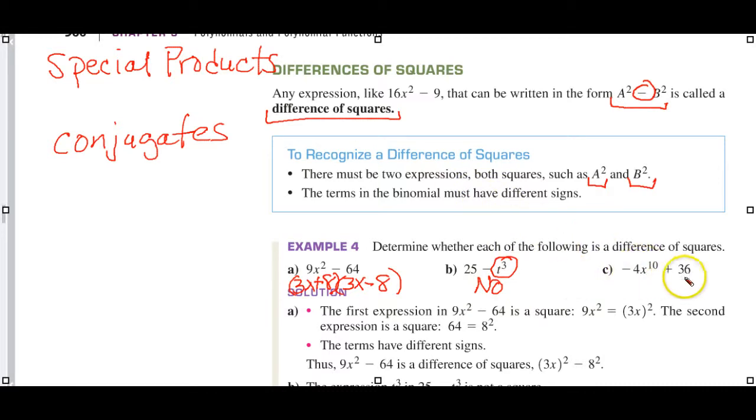Now, what you might do here is rearrange this so it looks like this: 36 minus 4x to the 10th. Now you have the difference of perfect squares, and it's okay to do that. So you will factor it into its conjugates. This is going to be 6 and 6. This is going to be 2x to the 5th, 2x to the 5th. One will be plus, and one will be minus. Let's go on.